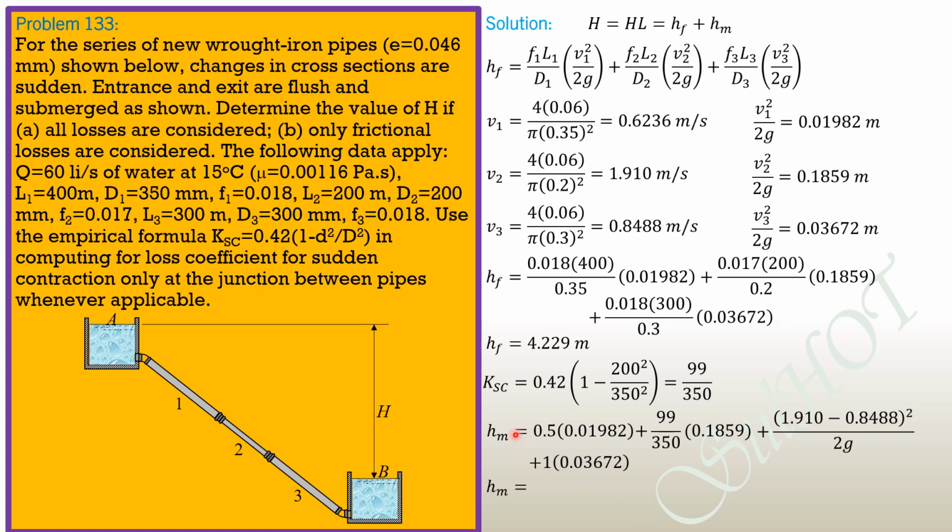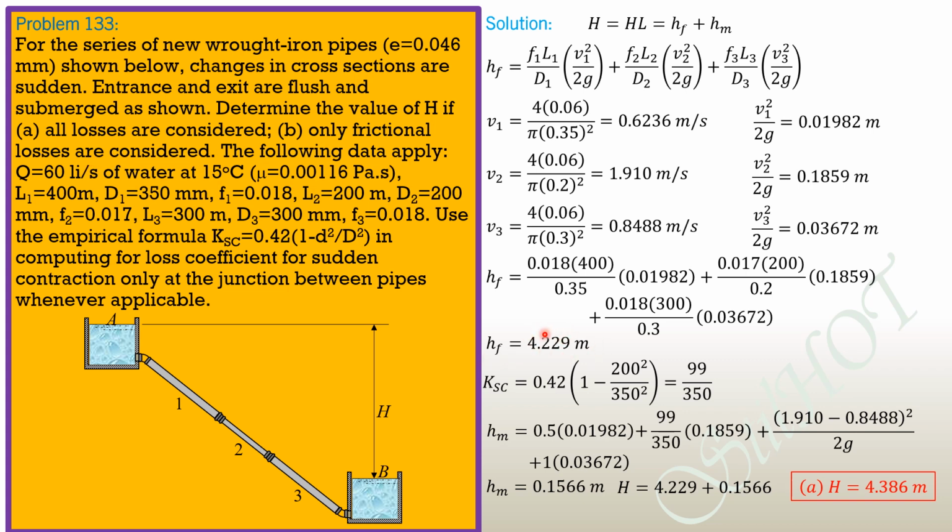So plus 1 times 0.03672, or simply plus 0.03672. So HM therefore is equal to 0.1566 meters. So the value of H, which is HF plus HM, is equal to 4.229 plus 0.1566. So the difference in elevation is equal to 4.386 meters.